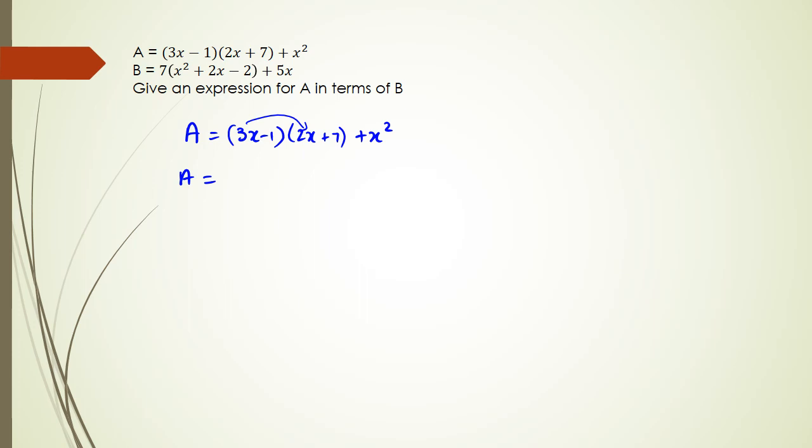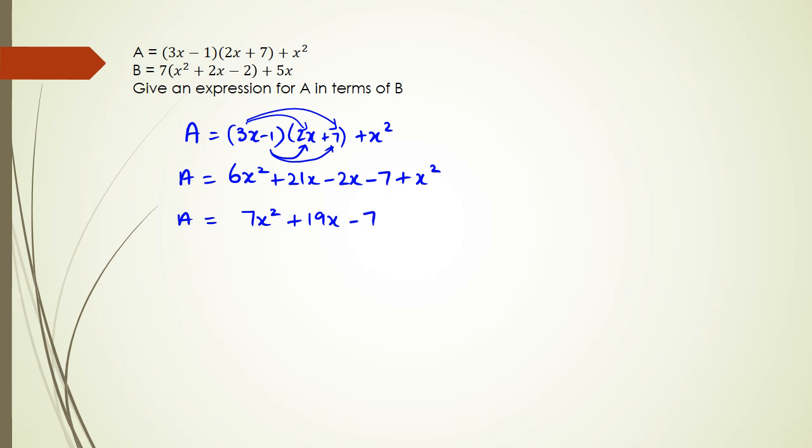So I've got 3x times 2x, which is equal to 6x squared. 3x times positive 7 is plus 21x. Negative 1 times 2x is negative 2x. And then negative 1 times 7 is negative 7. And I've got plus x squared. So now I can write that a is equal to 7x squared plus 19x minus 7.